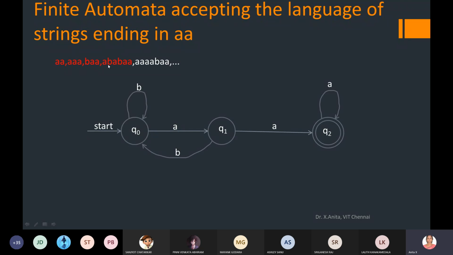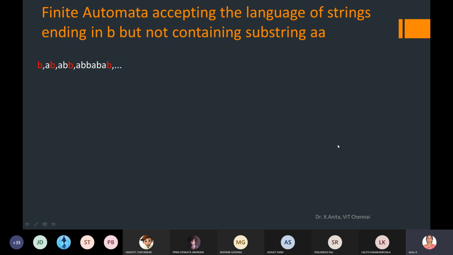Okay, I'll be having the transition to Q0, because at the end only I should have A. Otherwise, I should not be reaching the final state, right? So where should I go? I should move on to Q0. So only after Q0 I am getting to A, right? Yes, similarly in Q2, if B comes, where should the transition be made? I'll be moving on to Q1, right? Similarly, next is accepting the language of strings ending in B but not containing substring A.